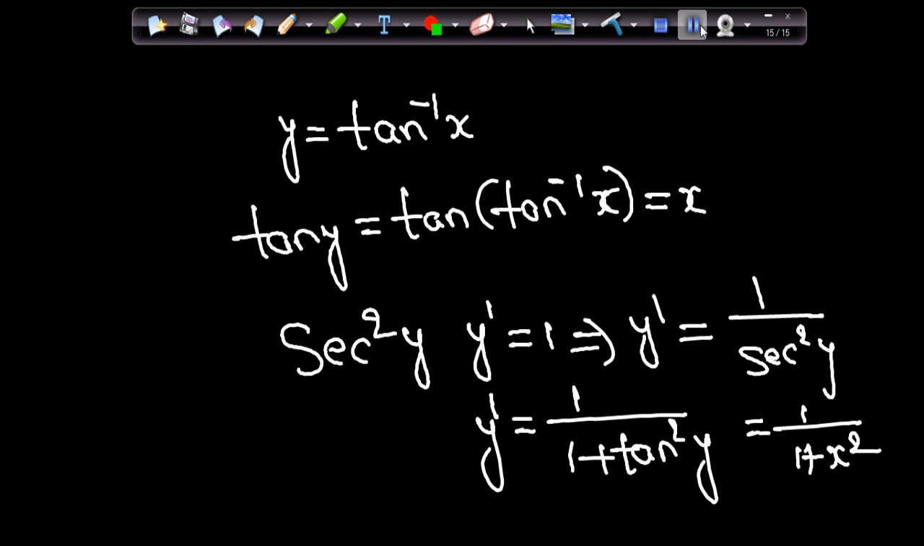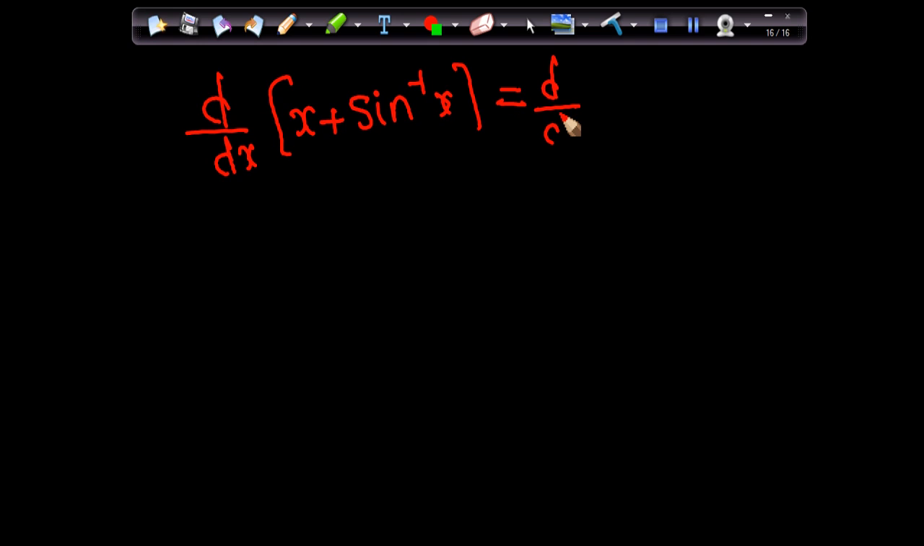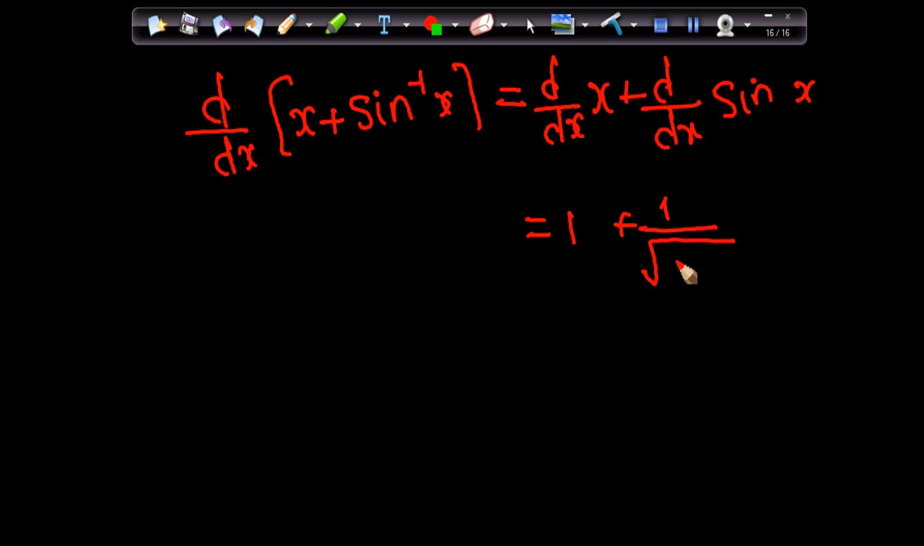With these basics we will solve one or two examples, then I'll go to the other concept. For example, find the derivative of x plus sine inverse of x. From the algebra of derivatives, this is the same as the derivative of x plus the derivative of sine inverse of x. The derivative of x is 1 and the derivative of sine inverse of x is 1 by root of 1 minus x squared.